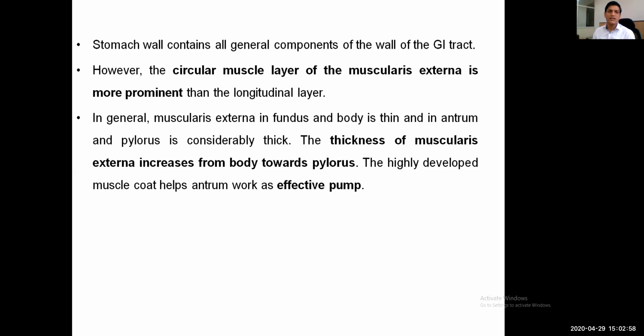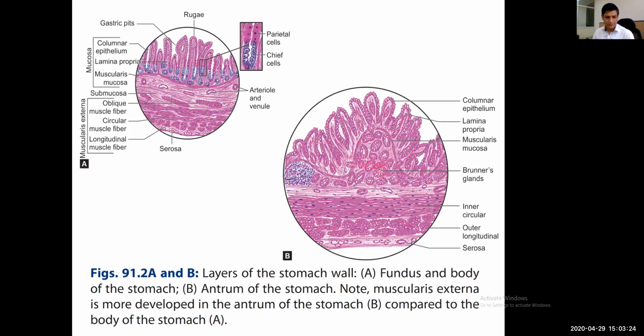The circular muscle layer of the muscularis externa is more prominent than the longitudinal layer. In general, the muscularis externa in the fundus and body is thin, and in the antrum and pylorus is considerably thick. Thickness of the muscularis externa increases from the body towards the pylorus. The highly developed musculature of the antrum works as an effective pump. So these are the layers of the stomach.